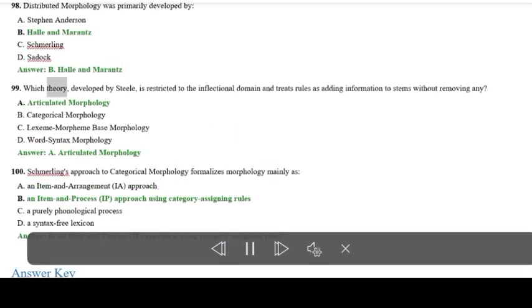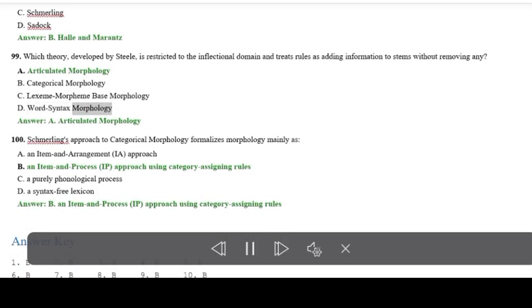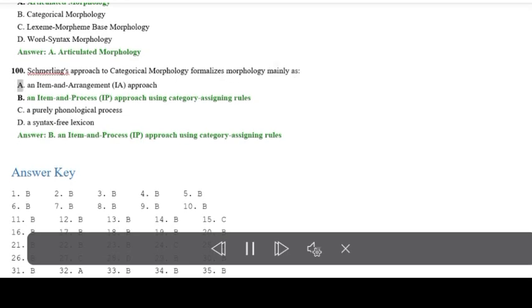99. Which theory, developed by Steele, is restricted to the inflectional domain and treats rules as adding information to stems without removing any? A. Articulated morphology. B. Categorical morphology. C. Lexeme-morpheme-based morphology. D. Word syntax morphology. Answer: A. Articulated morphology.